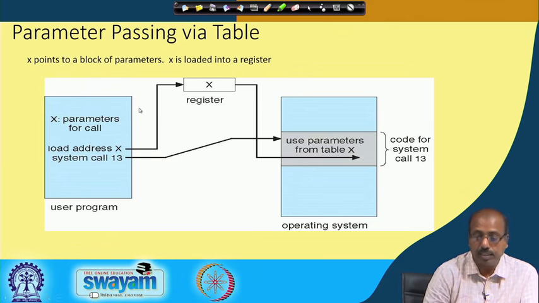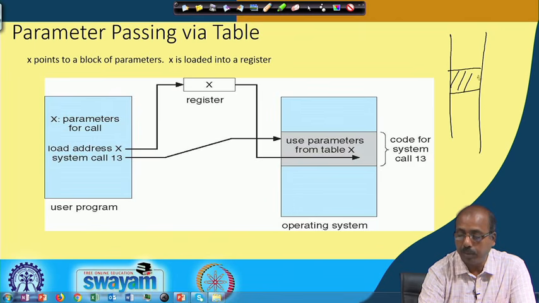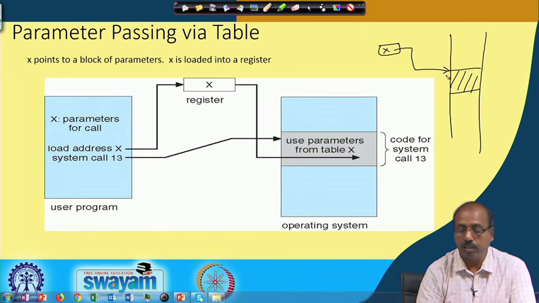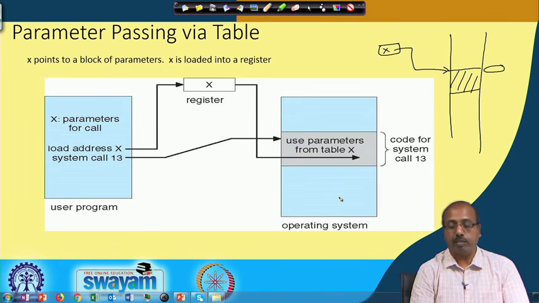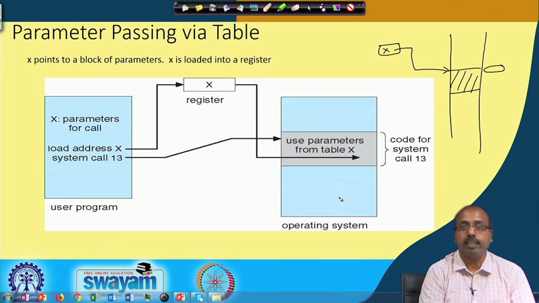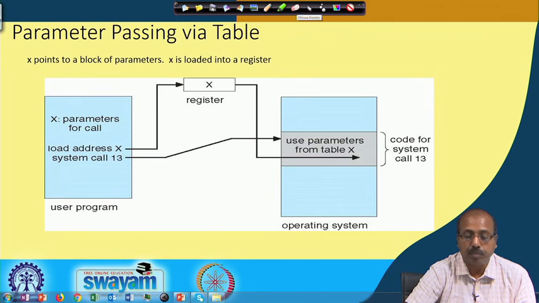So, it is like this: if this is the memory, maybe in this portion of the memory the parameters are all copied, and in the x register we have the address of this. When this x is properly loaded with this particular address, then at the operating system implementation level of the system call, it can use that x register to locate the parameters that have been passed in the block. So, this way, by using this table type of structure, we can pass the parameters for this system call.